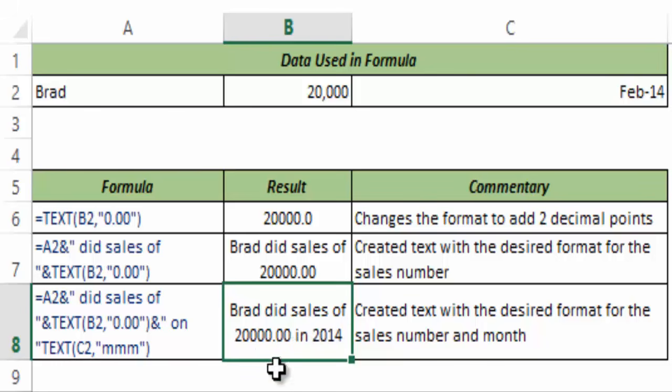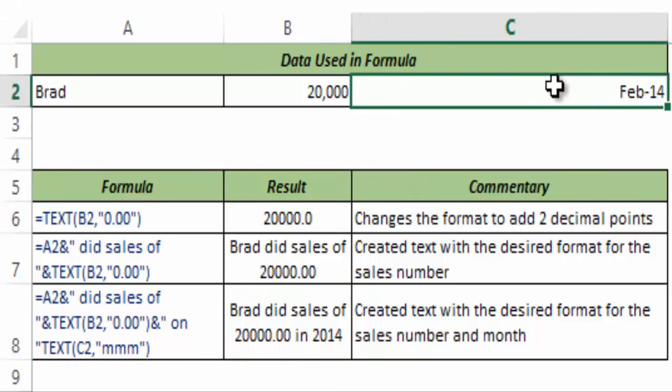So this gives you the flexibility to choose the format for the numbers, for the dates, and append it with text so that it makes it dynamic. I can go and I can change here. I can write March 2013 and this would automatically change. So this is the benefit of using the TEXT function in Excel.